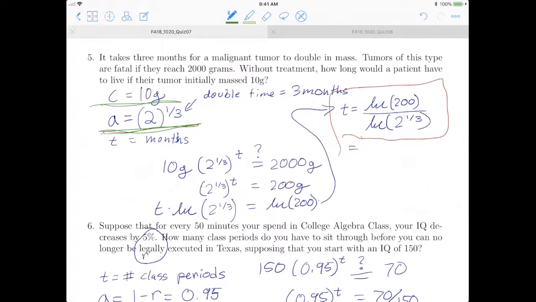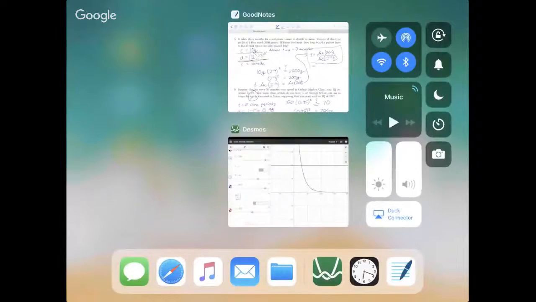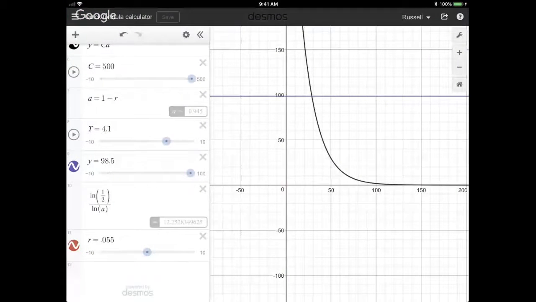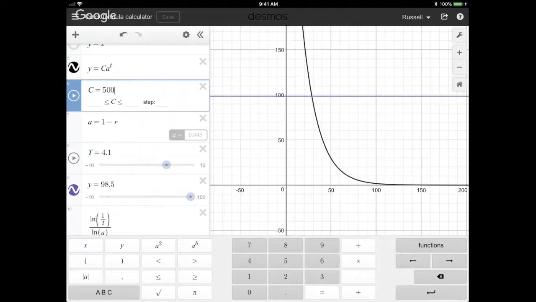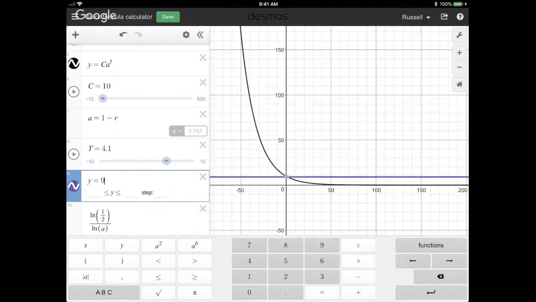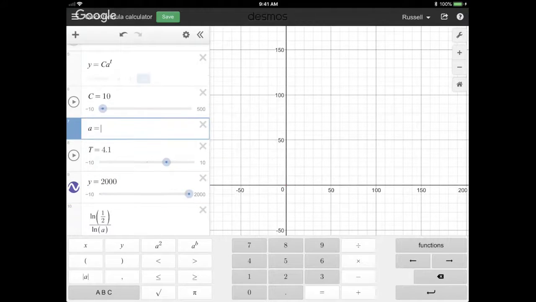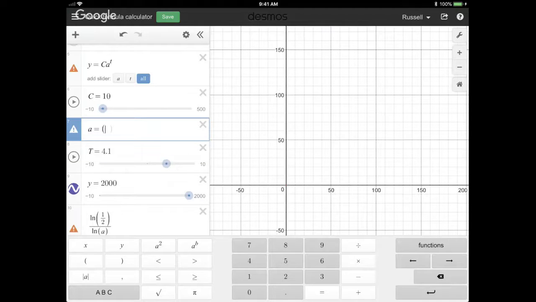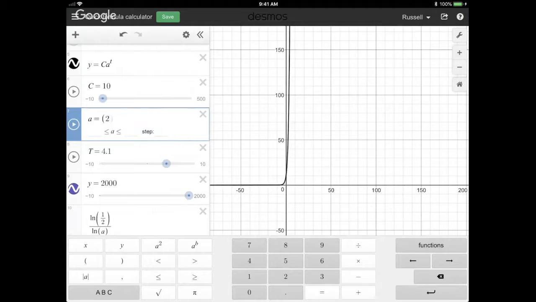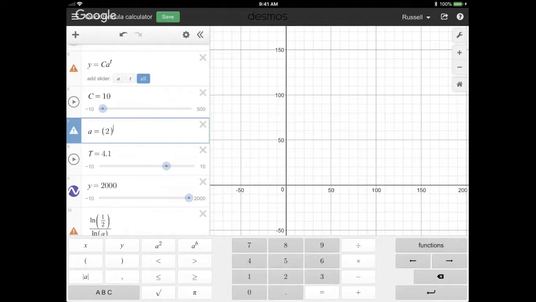Alrighty. So let's switch over to our Desmos calculator, our quick formula calculator. We'll have to make a few modifications. My C is 10 grams. My target value is 2,000. My A, we're going to switch this to the growth formula. So parentheses 2, close parentheses. It just fills in that second parentheses for you. It's so nice that way.